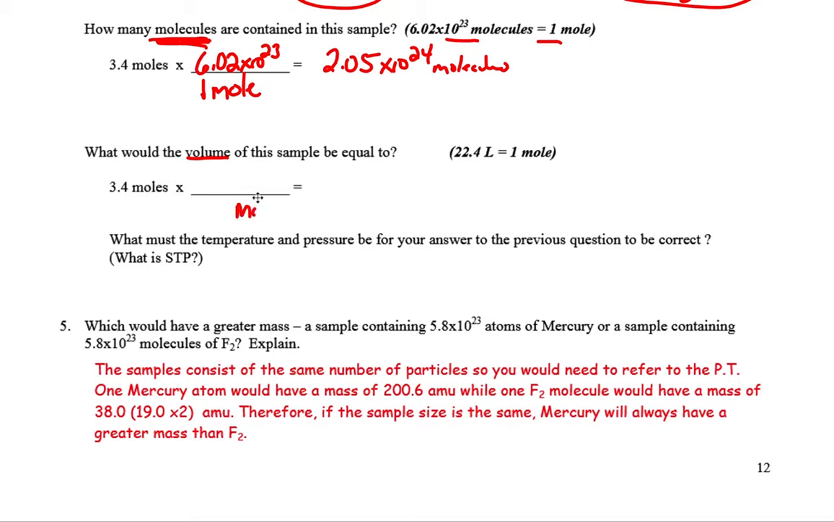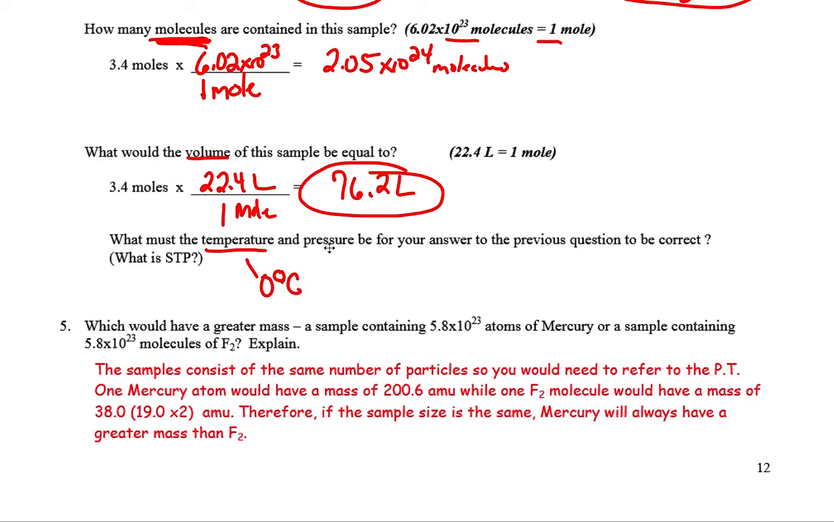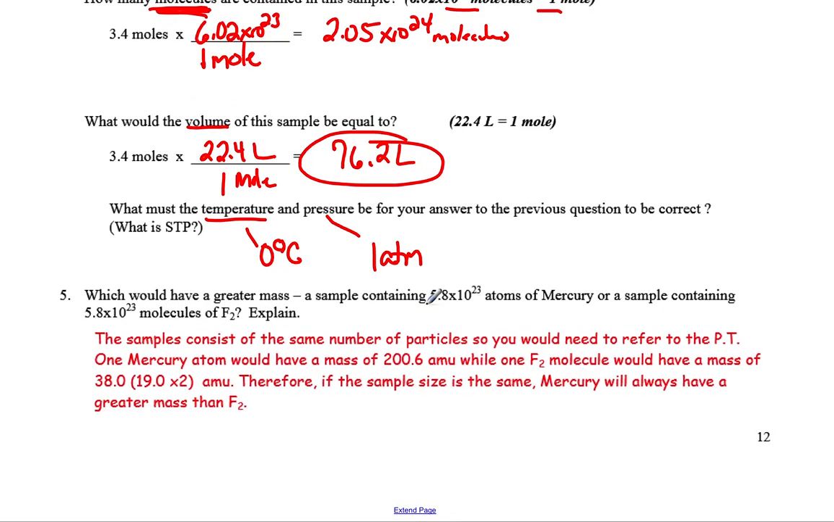Mole goes on the bottom. For now, 1 goes with mole, and 22.4 always goes with liters. That's the space that 1 mole takes up. But I have 3.4 moles. So 3.4 times 22.4 is 76.2 liters. So that's how much space 3.4 moles of carbon dioxide will take up, as long as the temperature is 0 Celsius and the pressure is 1 atm. Okay. If I make it warmer or colder or more or less pressure, that 76 is going to change.